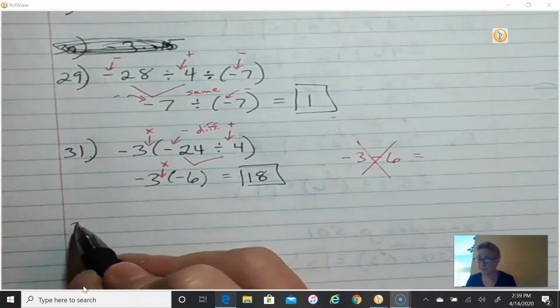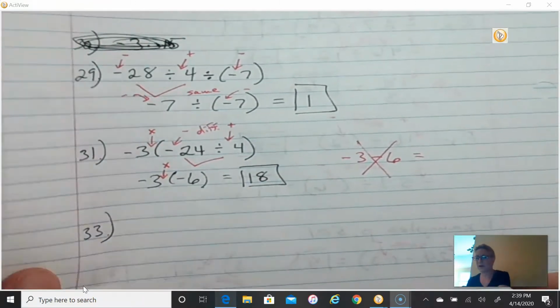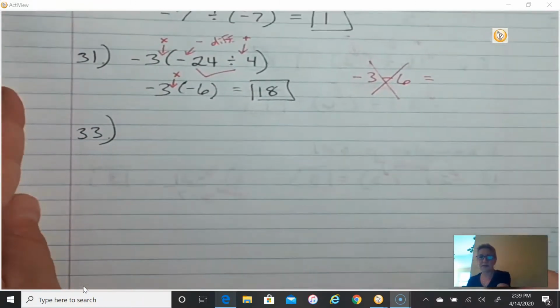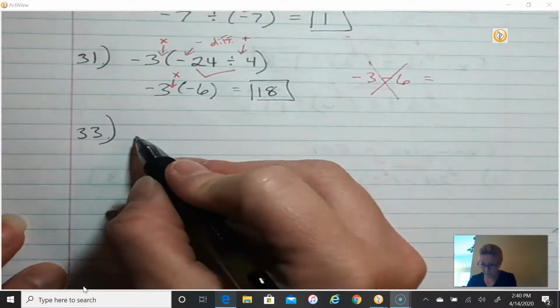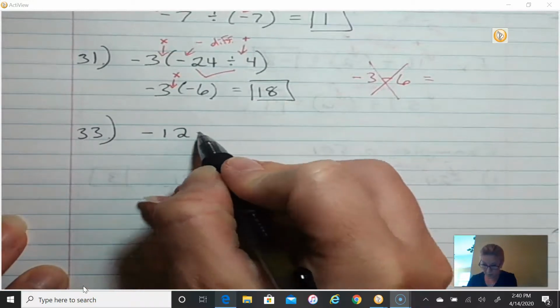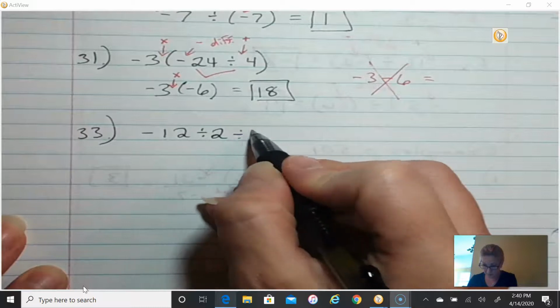Okay, if that's confusing to you, you need to go back and rewatch that part. Some of you, I know, understood it. Some of you, that was kind of crazy. And this problem right here, more than any others, I can see some silly mistakes being made. All right, and the last example I'm doing, -12 divided by 2 divided by 3.